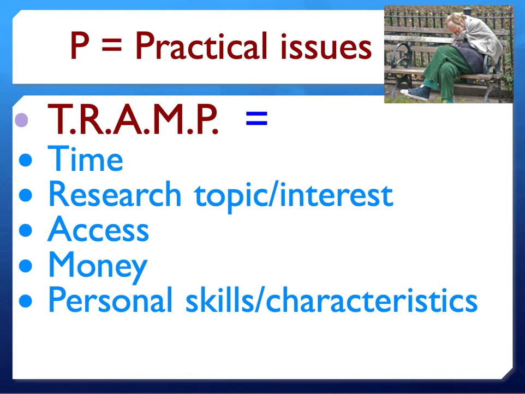So I'm not sure if we use the term tramp in a politically correct way, but in this sense it's designed as a reminder of the 5 practical factors that may affect research. This isn't all of them, but it covers the main line of argument here. So time, research topic interest, access, money and personal skills or physical characteristics. So for example, what do you look like? Is that going to affect your ability to do a certain type of research?